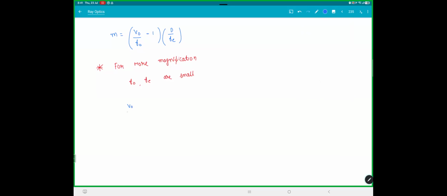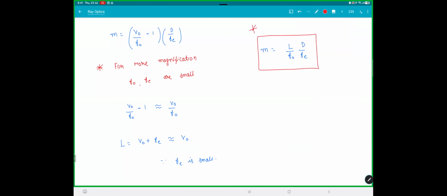Because F naught is very small, V naught by F naught minus 1 can be written approximately equal to V naught by F naught. And the length of the microscope, which is V naught plus Fe, because Fe is very small, you can write this as approximately V naught. These are the two approximations NCERT took since Fe is small. Now your formula becomes magnification is equal to V naught by F naught, that became L by F naught, times D by Fe. There. This is a result you should remember. This is the compound magnification of a compound microscope for normal adjustment. Direct questions in the exam.